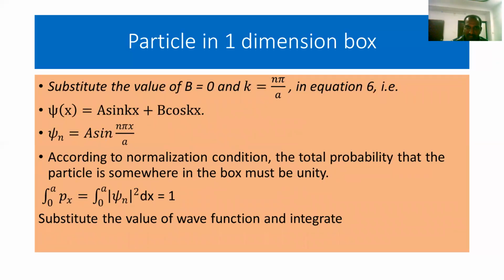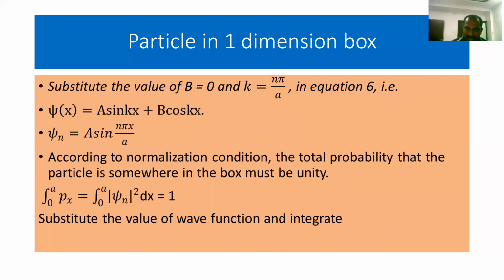Then substitute the value of B = 0 and k = nπ/a in equation 6. We will get ψ(x) = A sin kx + B cos kx. But B is 0. That's why ψ(x) = A sin(nπx/a).